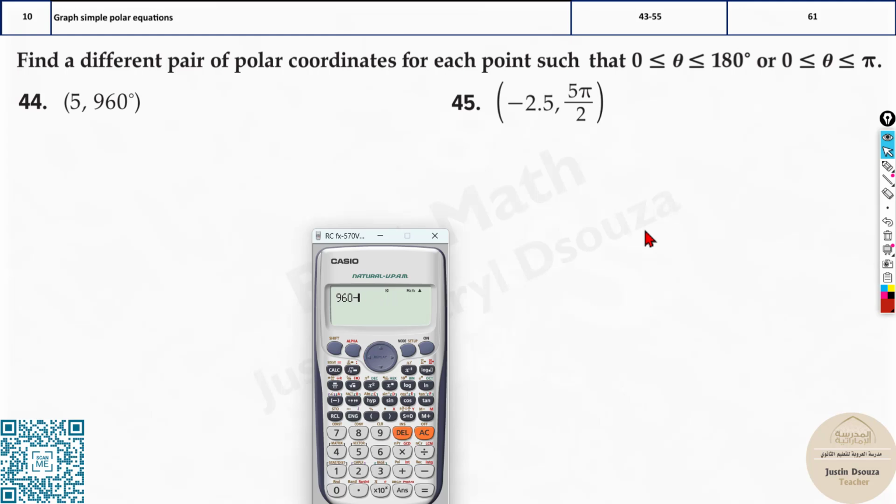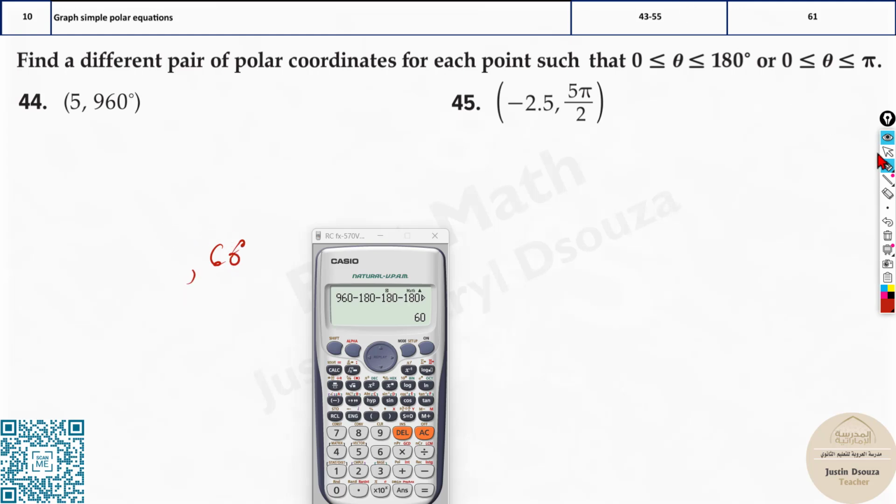We start subtracting by 180. Again, subtract by 180. Subtract by 180. It's still above. Now what we will do is one more time. Now you can see it's 60 degrees. So I got the angle over here. The answer will be 60 degrees.